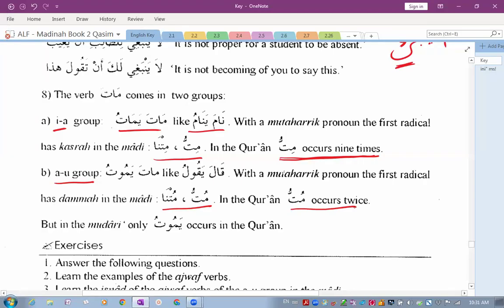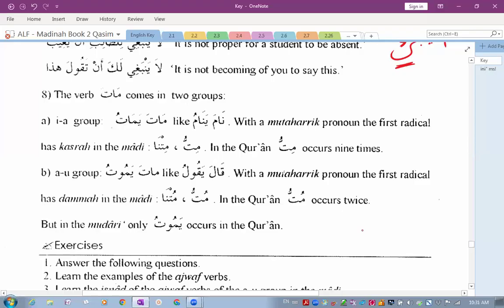So mata yamatu is one of those which comes from mata yamatu and mata yamutu. Both of them occur in the Quran Majid. But in the mudare, only yamutu occurs in the Quran Majid. So yamatu does not occur in the Quran Majid, yamutu does occur. So we have a choice. So not a big concern. We just know that some verbs which are rare can come from more than one bab.